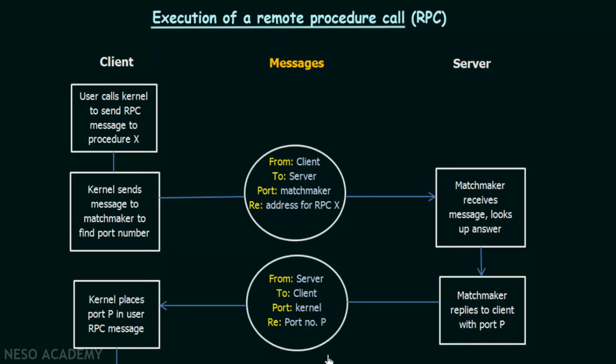This is the message that goes from the matchmaker to the client side. From where does it go? From the server side. And where is it going to? It is going to the client, to the kernel port on the client side, and it returns the port number P. So on the client side, the kernel got the port number of the procedure that we were interested in. The kernel places port P in the user's RPC message. Let's see what happens further.